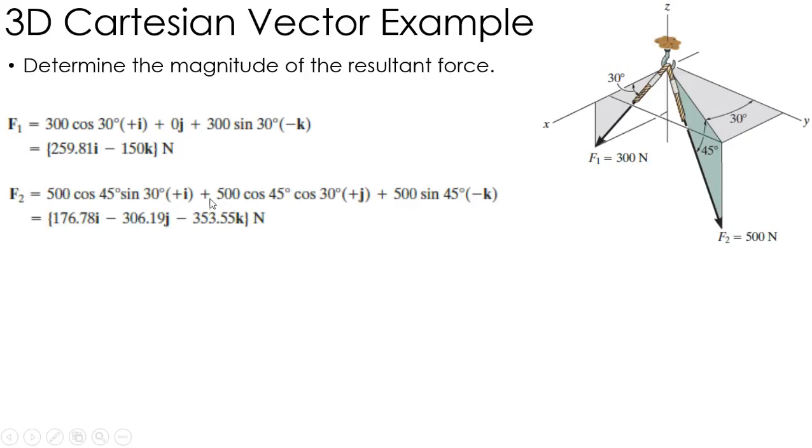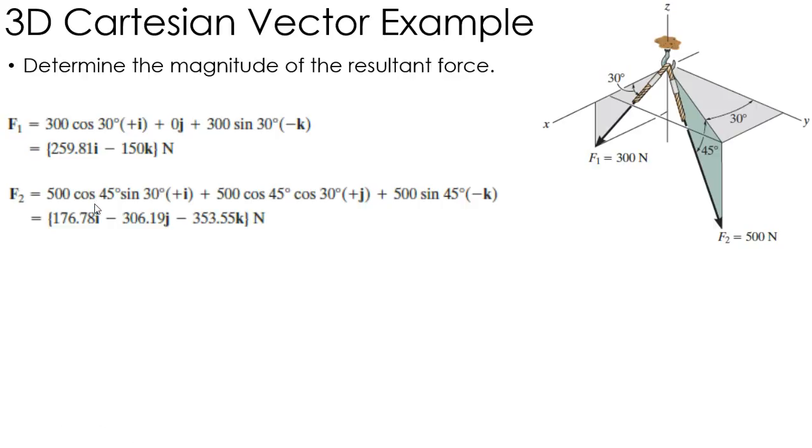So again, what I have here is 500 cosine 45. Again, that's this leg of the triangle, that I get from the F2's 500. Then cosine 30, because the y component is adjacent to 30 here, and that's in the j direction. So I have those, and I can calculate those given right here. There are the numbers for F2. So now I've got F1 and F2.